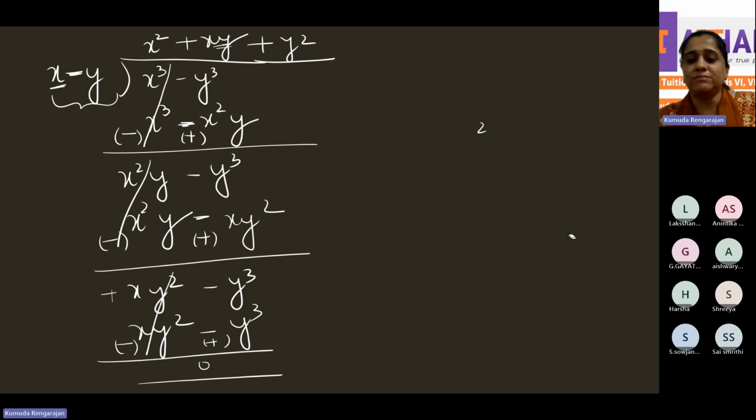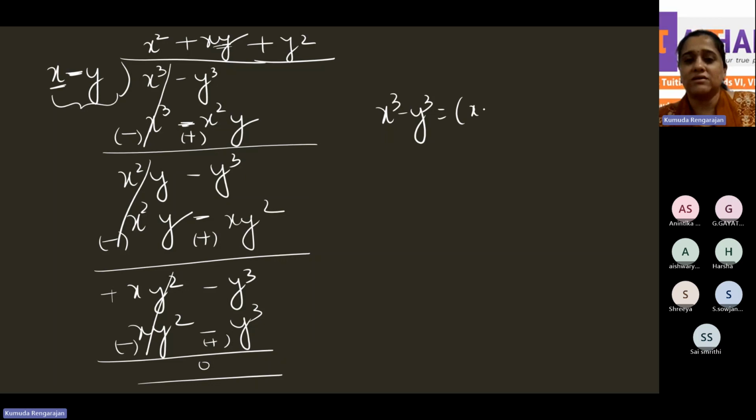what is the division algorithm? Dividend is equal to divisor into quotient plus the remainder. Fourth standard. Dividend is equal to divisor into quotient plus the remainder. Yes or no? Which is the dividend? X cube minus y cube is equal to divisor into quotient plus the remainder 0. So ignore it.